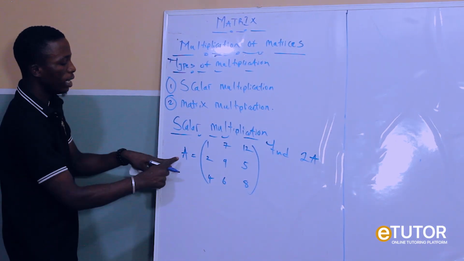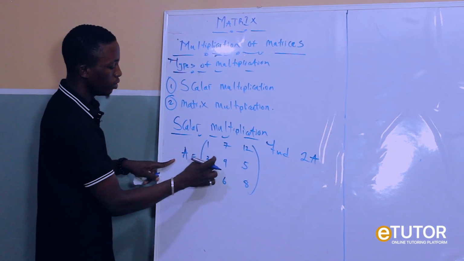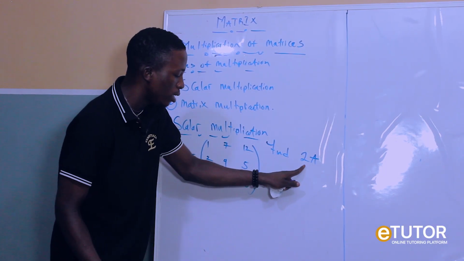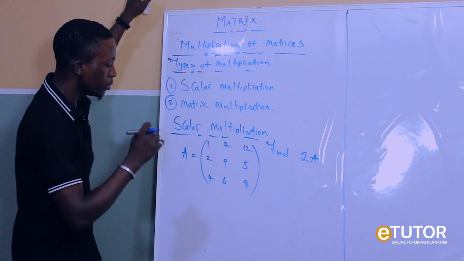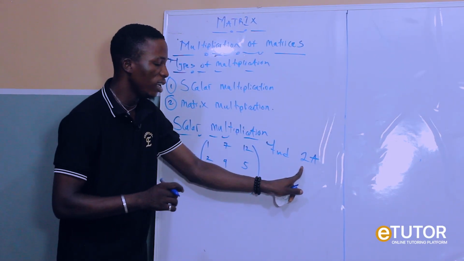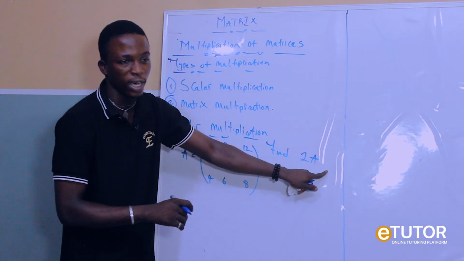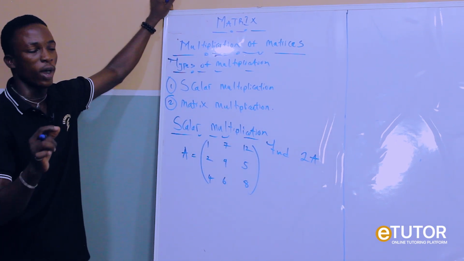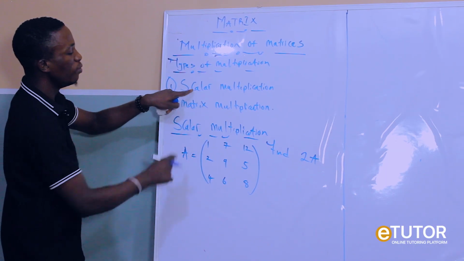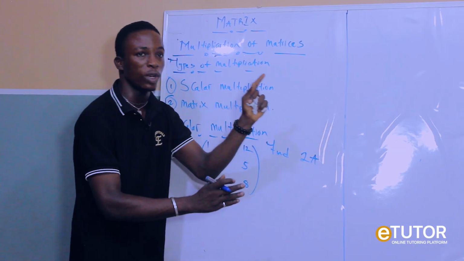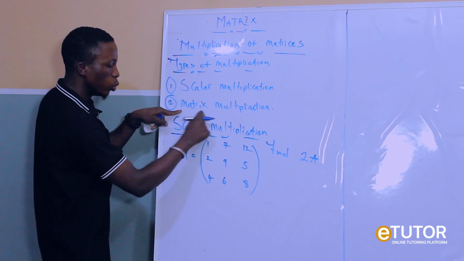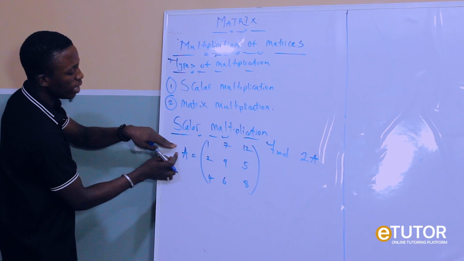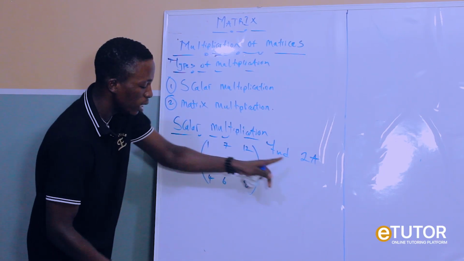Now you're given a matrix A equal to 1, 7, 12, 2, 9, 5, 4, 6, and 8, and you're asked to find 2A from this. Normally, 2A in normal math terms means 2 multiplied by A. So this is an example of scalar multiplication. Why? Because scalar multiplication involves you multiplying a number with a particular matrix, while matrix multiplication involves you multiplying a matrix with another matrix.